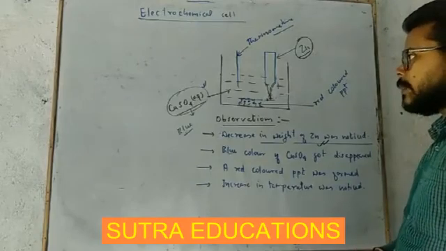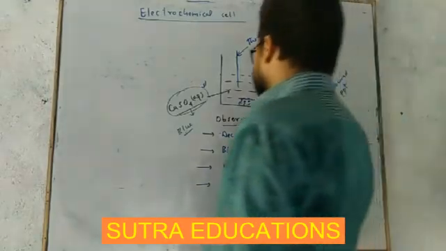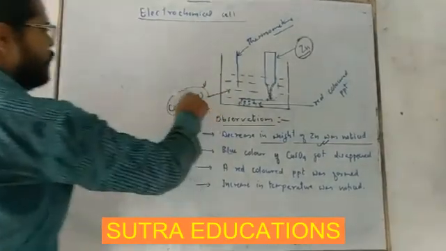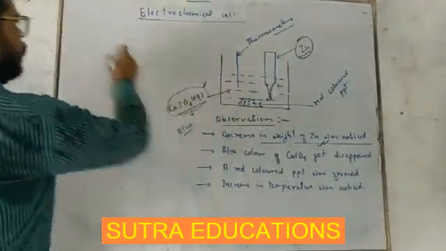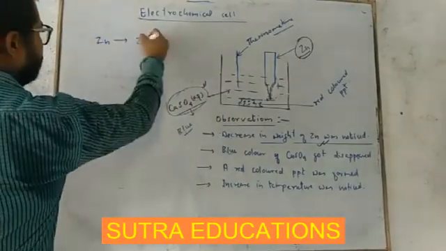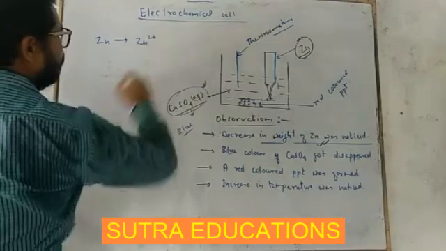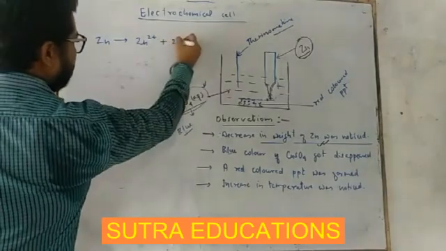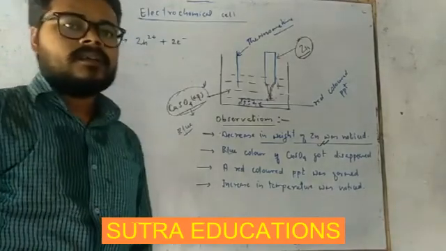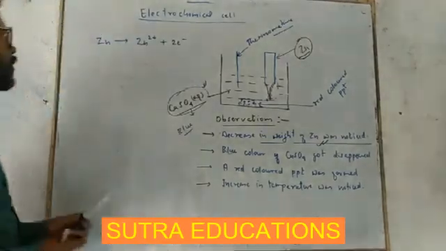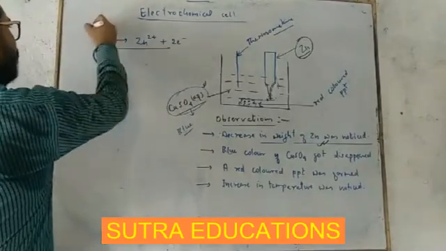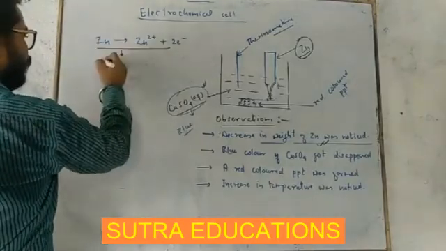So, it was concluded from the observations that as we inserted zinc in copper sulfate, this zinc changed into Zn2+ ion by releasing 2 electrons from it. So we will say here oxidation of zinc took place.